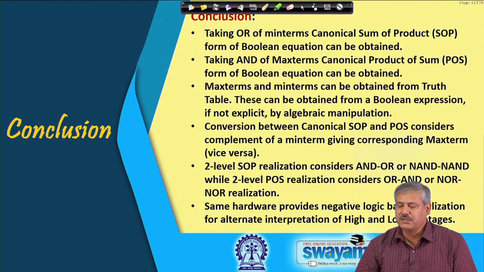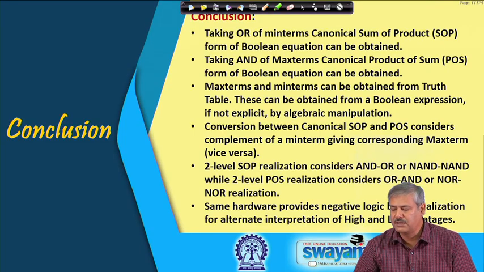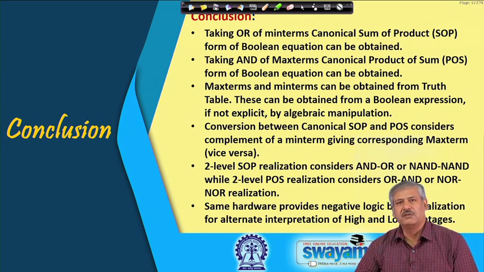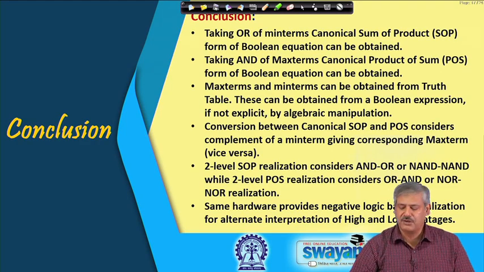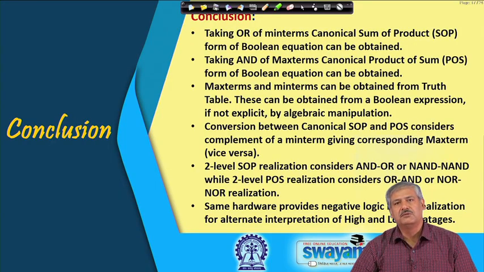So, with this we conclude that taking OR of Minterms, canonical SOP form can be obtained, and taking AND of max terms we can get POS form, and the max terms and min terms can be obtained from truth table as well as by algebraic manipulation of a Boolean expression, and the canonical form can be converted from one form to another, and two level SOP realization can be done through AND OR as well as NAND NAND, and POS realization can be done through OR AND as well as NOR NOR, and the same hardware can provide negative logic based realization with an alternate interpretation of high and low voltages.